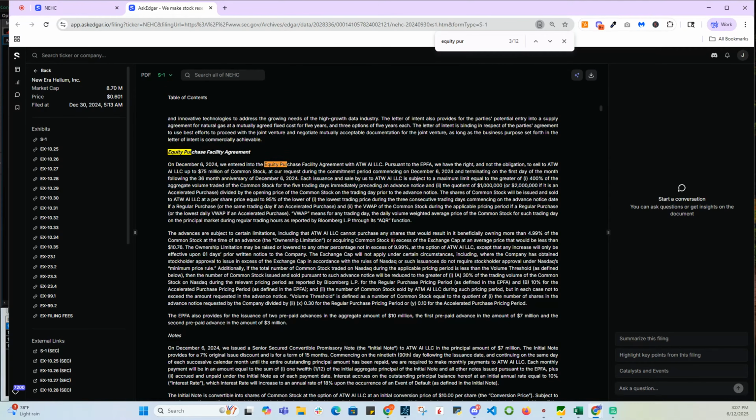So that's pretty much it. With these equity lines, you basically just want to see what the limits are, so you can anticipate how much potential supply there might be.